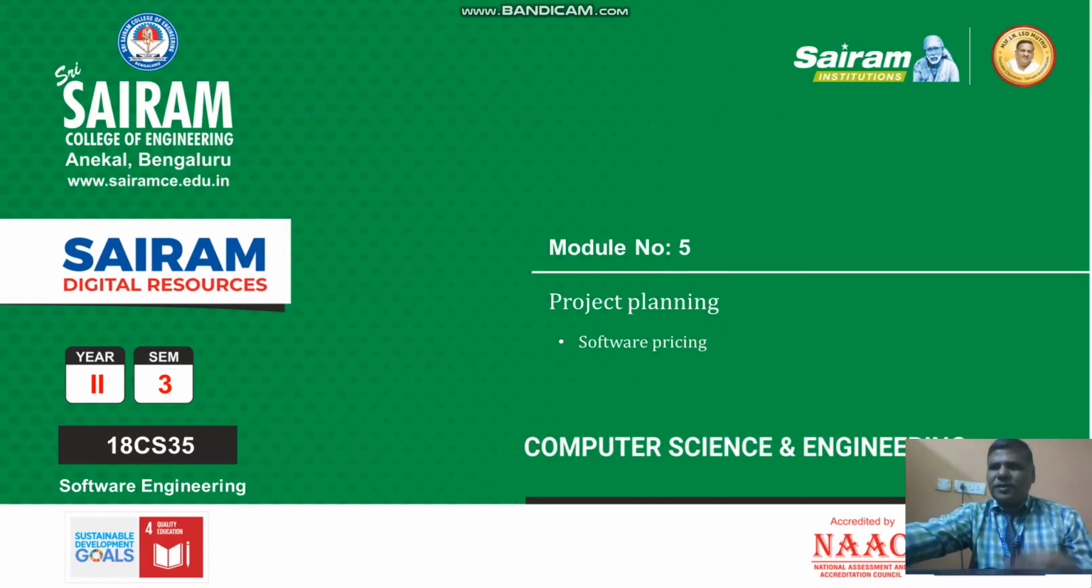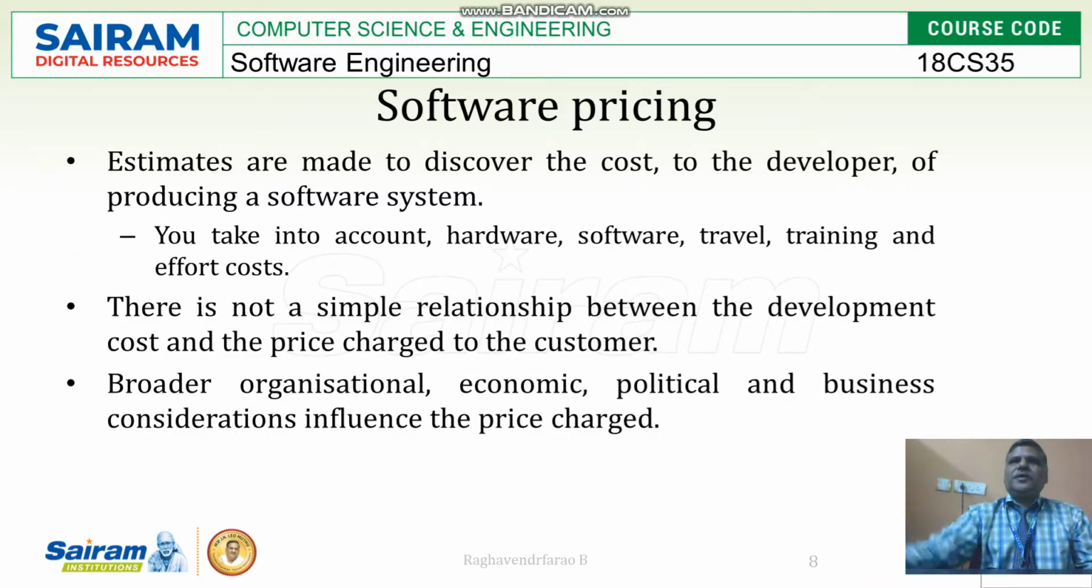Now these are the pre-planning of the project execution. Now we are going towards software pricing. So what happens in this software pricing? First, when pricing comes, the cost is going to be involved. Discover the cost to the developer of producing the software systems. So in this, what are the things that come?